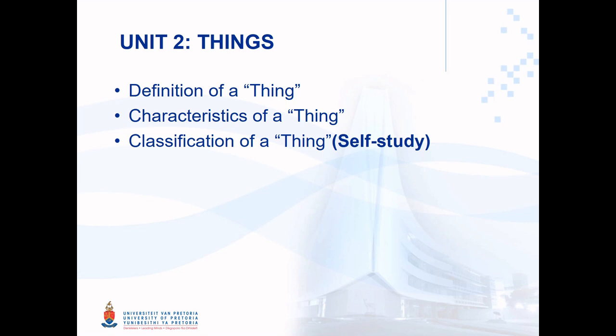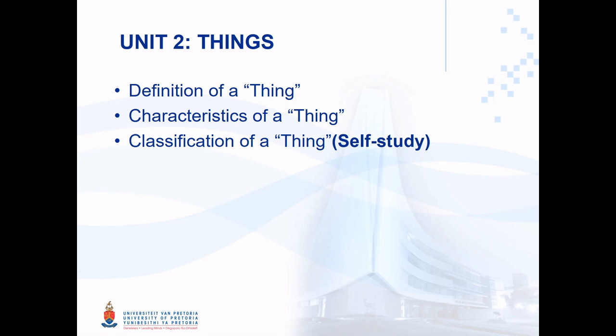Also, how the thing can be acquired, in other words, how perhaps ownership can be acquired over the thing, is subject to the type of thing that one deals with. So it's very important that you can distinguish between different types of things so that you can know how the thing can be acquired, how rights can be exercised over the thing, and which remedies can be used to protect the thing.